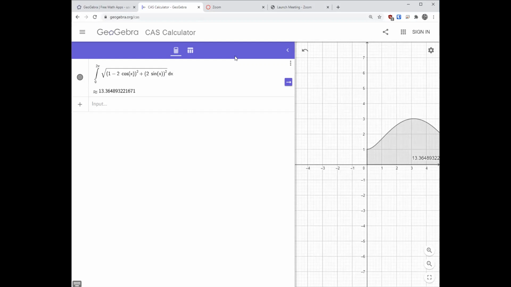So it's 13.364893, and so on. So that's the correct answer. So let's go back over and put that in the other document.